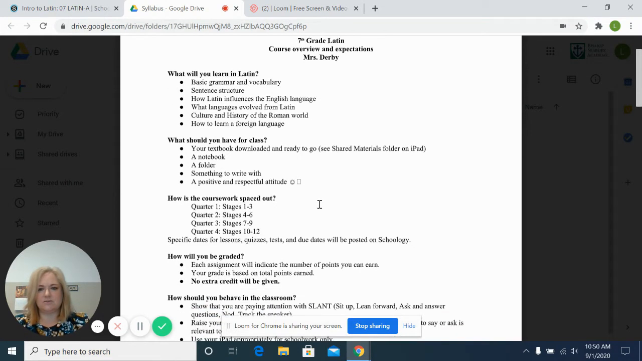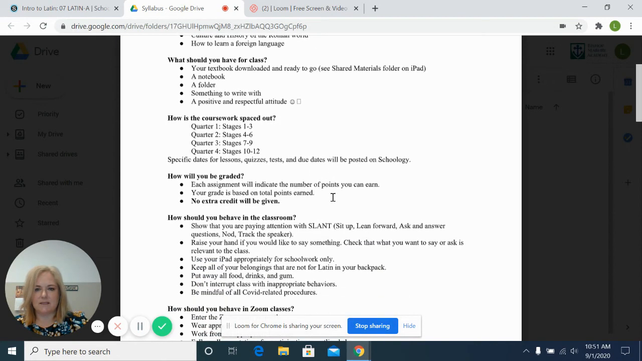For the class, students should have this textbook, and later on, they'll also have a textbook that they can download, and I'll let them know when that's ready for them. They'll also need a notebook, a folder, and something to write with. I provide most of the notes for the class in the weekly Schoology folders, but there'll be times when they'll want to take their own notes in class.